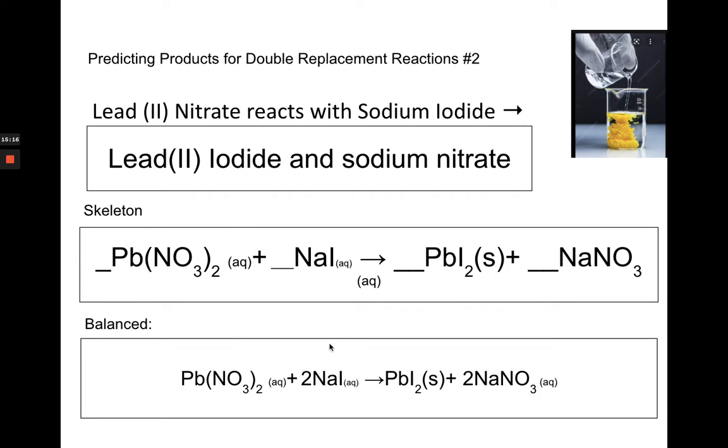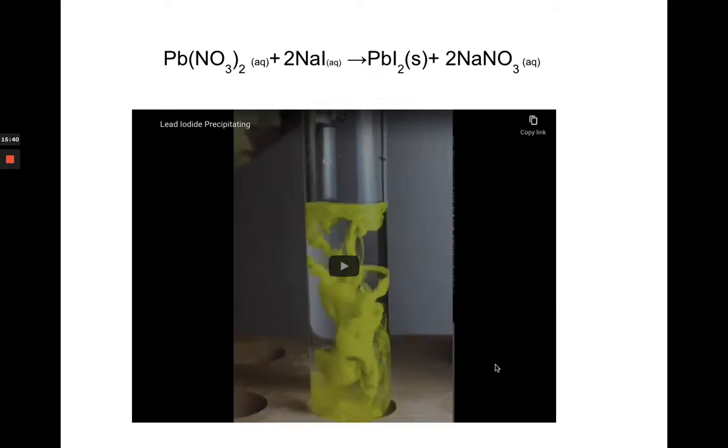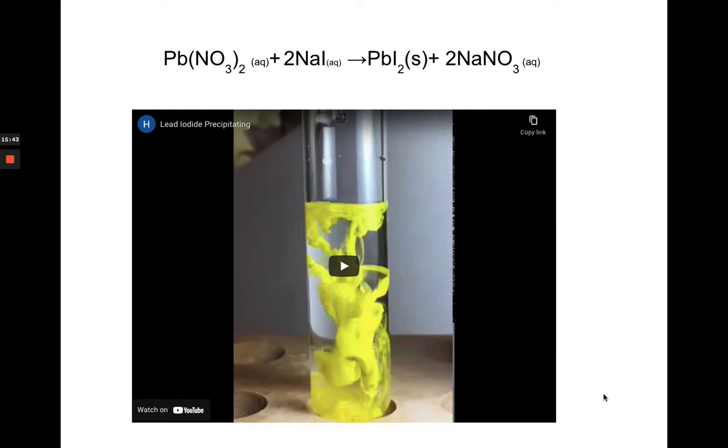Here's the balanced equation. You can see that we have one lead on this side, one lead on this side. We have 2 nitrates and 2 nitrates. We have 2 sodiums and 2 sodiums, and we have 2 iodides, or I's, and 2 I's here. We add coefficients to balance. Once we have the correct formulas, we do not change them. You'll get lots of practice on this. Okay, and if you watch the video embedded, you will see this reaction in action.